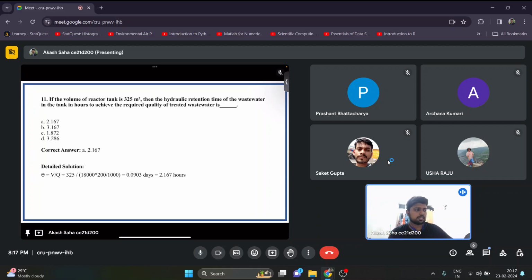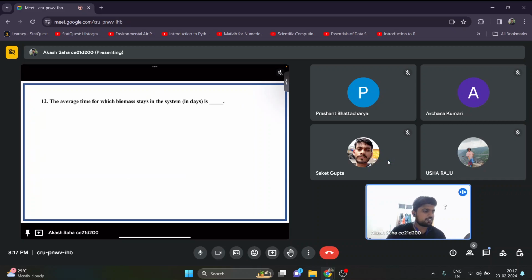Okay, so we'll move to the next question. The average time for which biomass stays in the system is. Now, the average time for which biomass stays in the system. Can someone tell me what parameter it is asking? Theta C. Okay, so please try to find out theta C. MCRT value. MCRT or theta C.